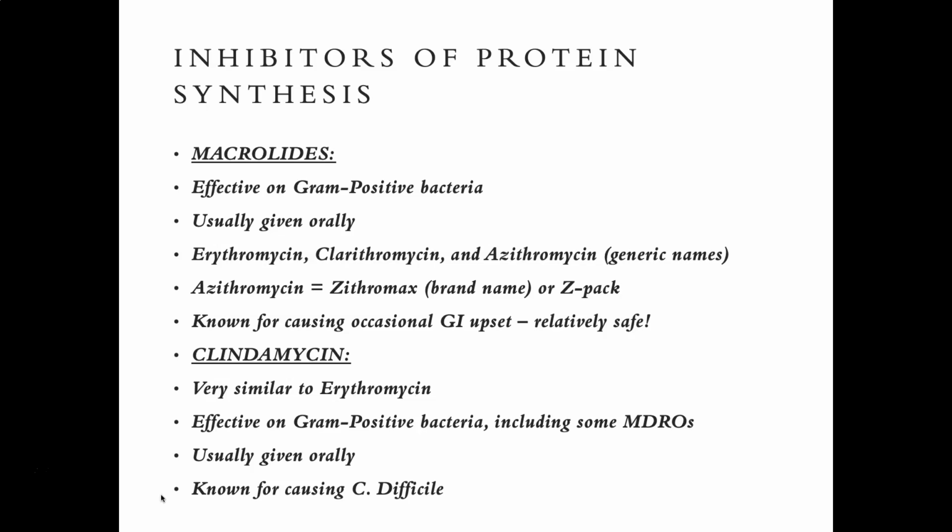All right, the last protein synthesis inhibitor we're going to talk about is clindamycin. And again, this is a single drug, not a drug class. Clindamycin. It is very similar to erythromycin. So kind of keep that in mind that this is sort of a similarity to that. Also effective on gram-positive bacteria, targets that, but it can be used on some MDROs. So that makes clindamycin a little bit better than macrolides and some of the others, because again, it can be used for MDROs. It's usually given orally.